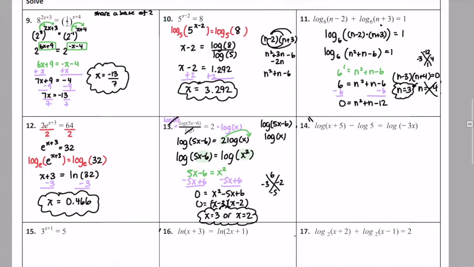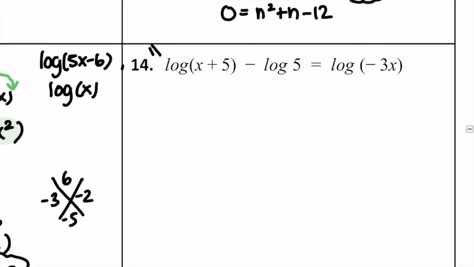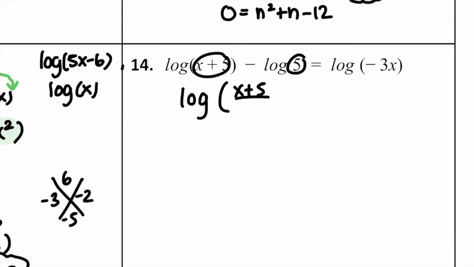All right, for 14, I have log of (x + 5) minus log of 5 is equal to log of -3x. First thing I want to do is consolidate the left-hand side to be one single logarithm. So I know there's subtraction in between, which means I can divide what's inside. So I have log of x + 5, what's in the first logarithm, divided by what's in the second logarithm, and that's equal to log of -3x.